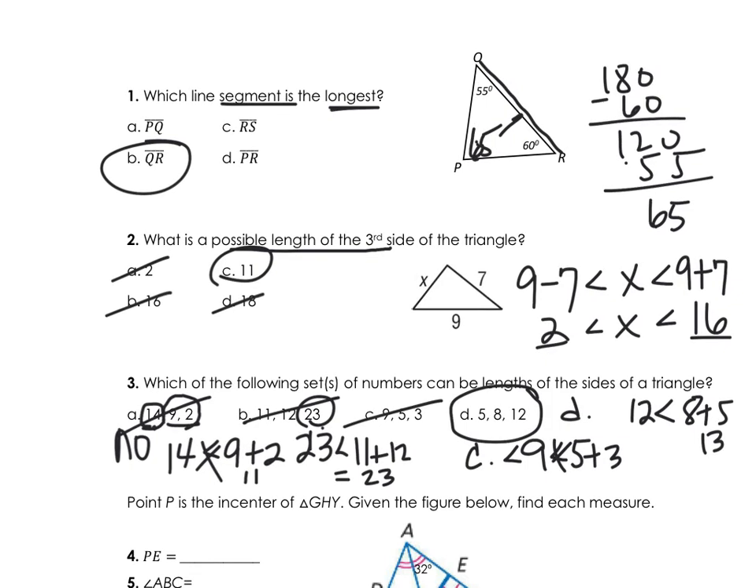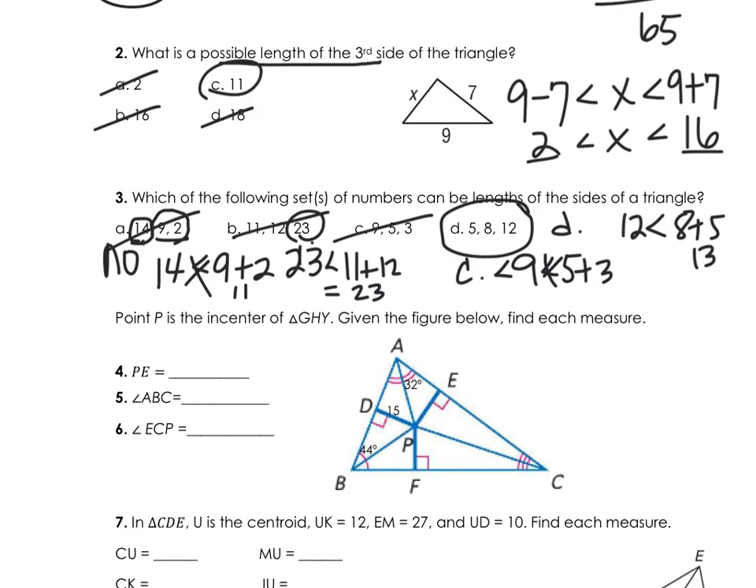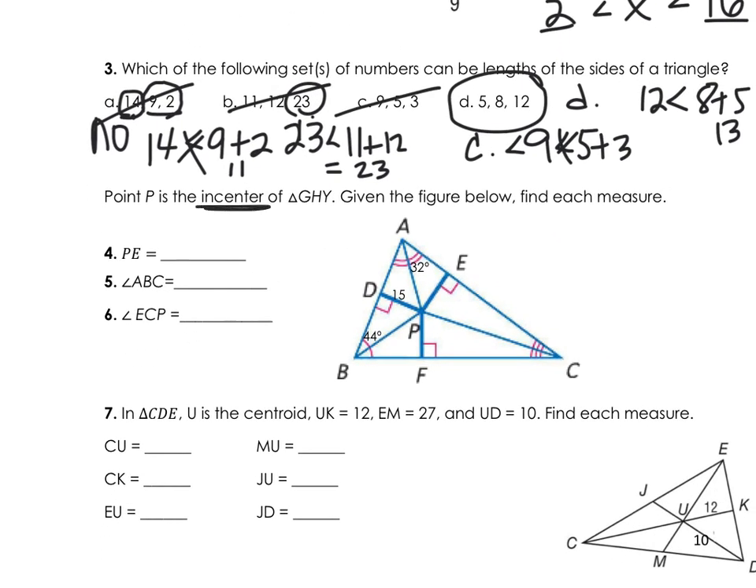All right, so P is the in-center. Okay, how long is PE? Well, it's the same length as all these other ones, so I'm going to say 15. How big is angle ABC? Well, if this has to be 44, so that means this whole thing is 88. And ECP, so just the half of that. So this is 88. This is 64.